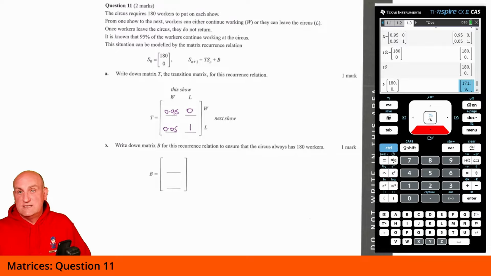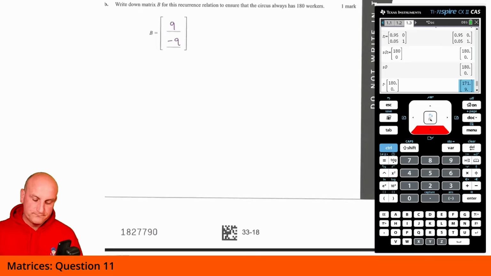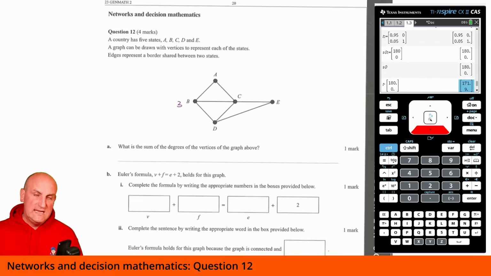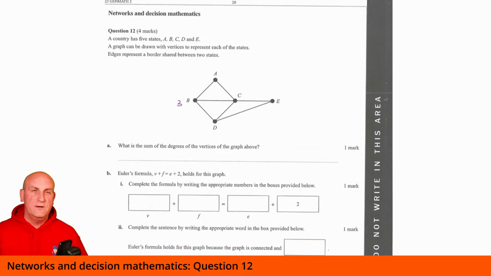That means there's 171 workers who will go to the next show, and then 9 will leave. Well, we need 180. So that means my B value must mean that I've got to add 9 there to get that 171 up, and I've got to subtract the 9 there because obviously once they've left, they stay left. So I don't want a number in there. It has to go. And believe it or not, that was the end of that. Thank you. And I feel like I've recorded that before.